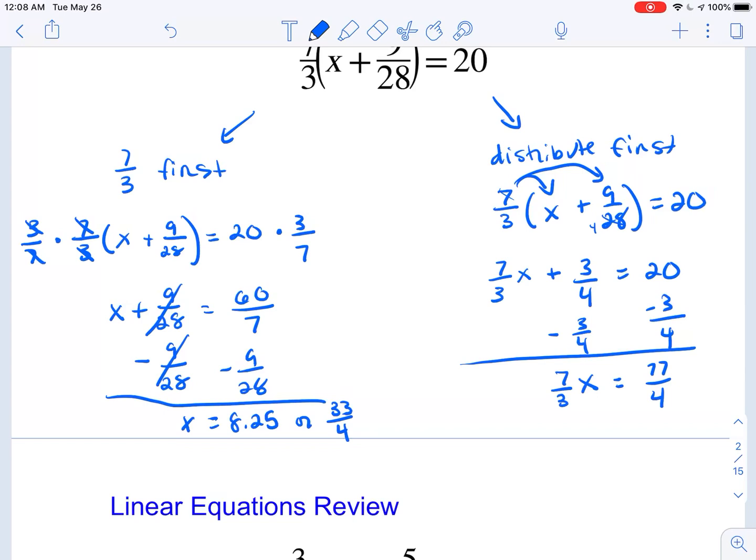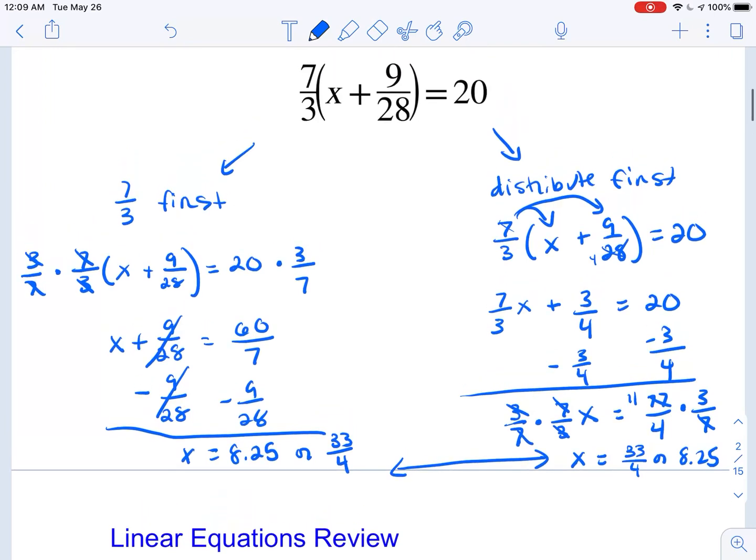And then we have our final step of multiplying by a reciprocal to cancel out a fraction. So the 3's will cancel, the 7's will cancel. The 7, we get 11 over here. That's 33 over 4, which again, you can plug into your calculator. Gives you 8.25. So notice, no matter which method you use, you should get the same answer.